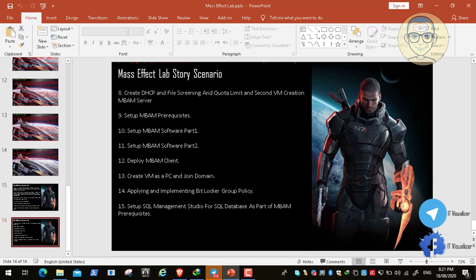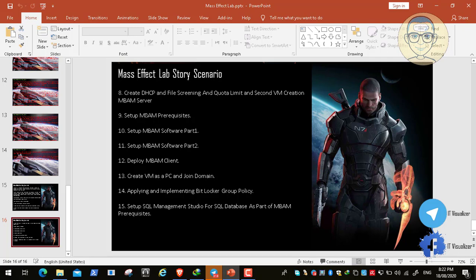So we will have one virtual machine as the first domain controller. We will put DHCP on it, and we will put the file server role on it, and we will create on it department shares and home user directory shares. Then we'll create a second virtual machine. This will be our MBAM server. It will be a member server. We will set up on it the Microsoft BitLocker Administration and Monitoring tool.